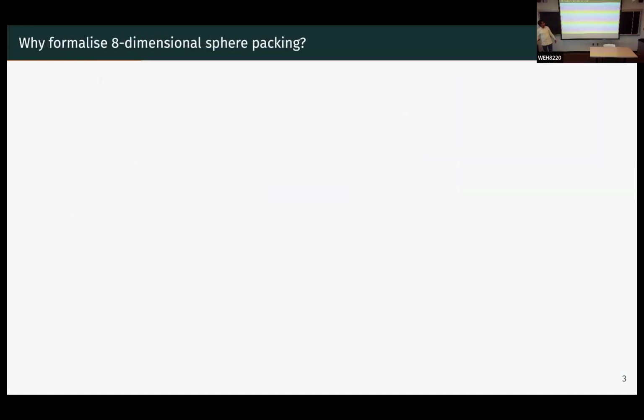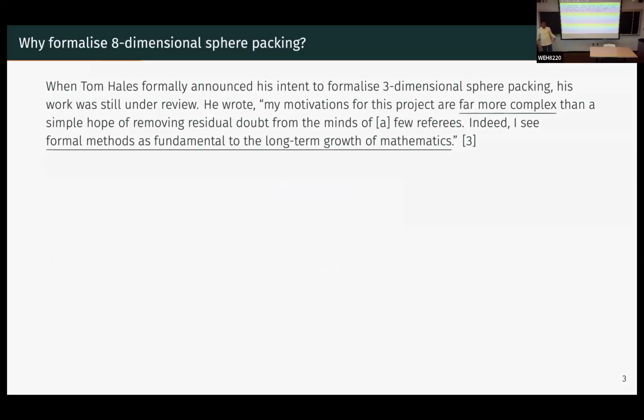Why formalize this particular result? Well, a lot of you might have heard of Tom Hales. I don't know if he's retired yet. I think he told me in March that he was planning to retire soon. He's at the University of Pittsburgh, and he famously formalized Kepler's conjecture, which is three-dimensional sphere packing.